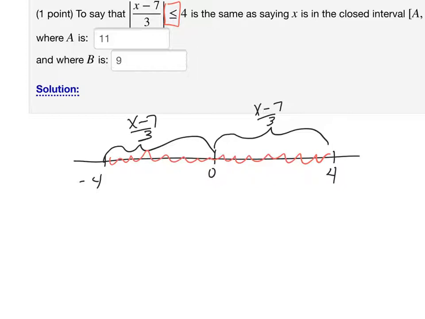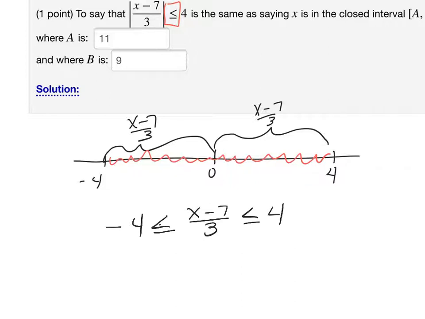So the way I do this is I sandwich my value inside the absolute value between the 4 and the negative 4. And remember, this is not the solution. This is just what it translates into. This is a sandwich. So then I need to get x by itself. Now I'm isolating x in the middle of this compound inequality.